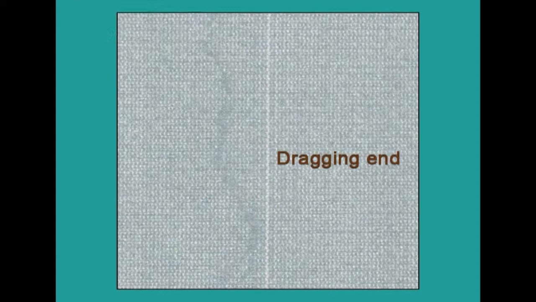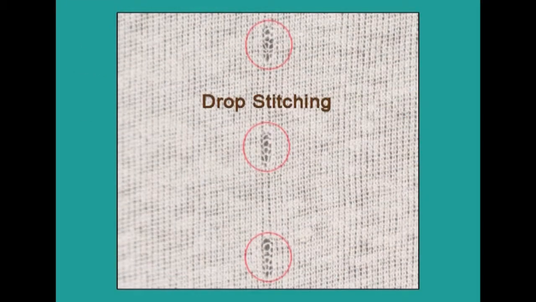And dragging end, this is another defect, where one or several veils in evaporated fabric have laps that appear shorter than the adjacent normal veils. And then we have another one, that is drop stitching. Drop stitching results from a malfunctioning needle or jerk, appearing as holes or missing stitches. This can also be treated as a major defect.